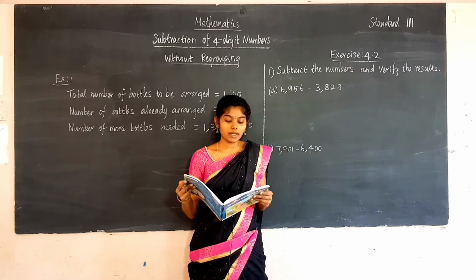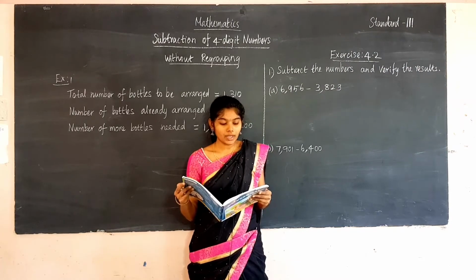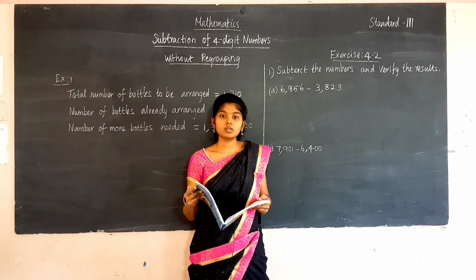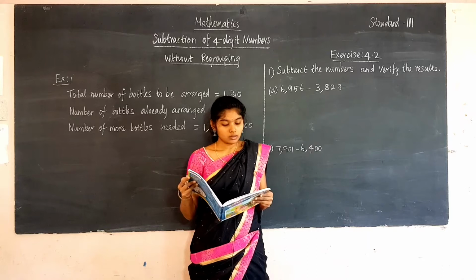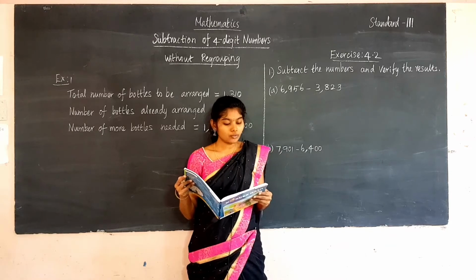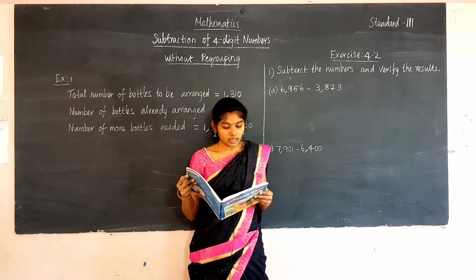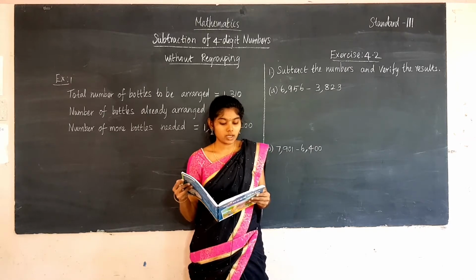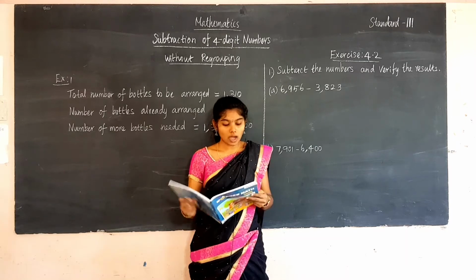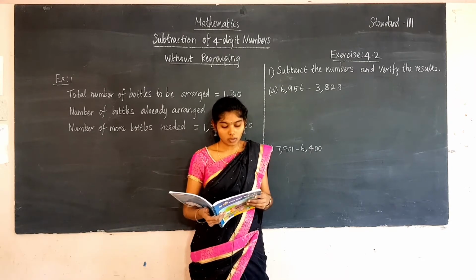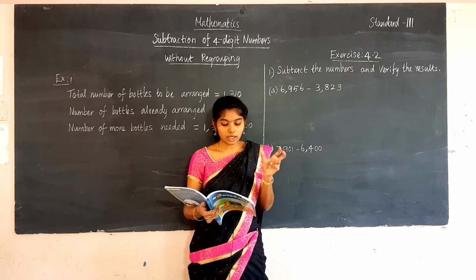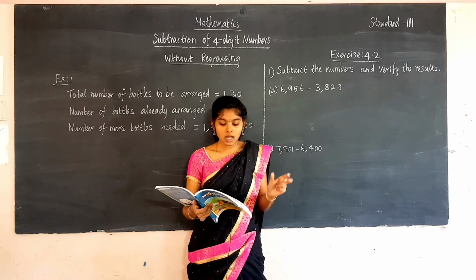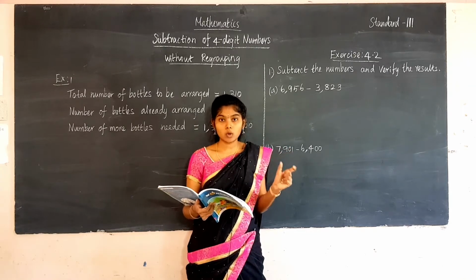That is Natasha and her mother. So two of them are arranging mineral water bottles on the table. The number of bottles is 1200, it is given. Here they have asked to find how many more bottles they need to arrange so that the total number of bottles is 1310. They are going to arrange 1200 bottles. The total number of bottles they need to arrange is 1310. They have arranged 1200, and totally they need to arrange 1310.